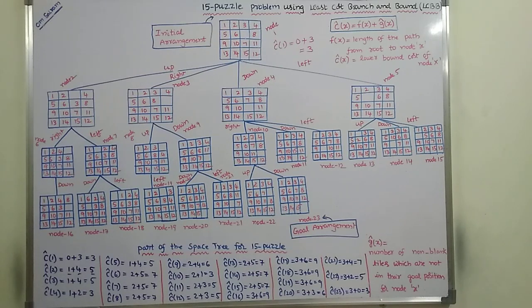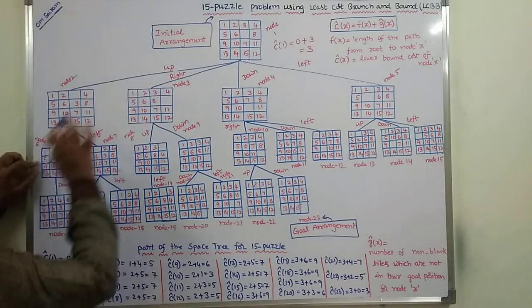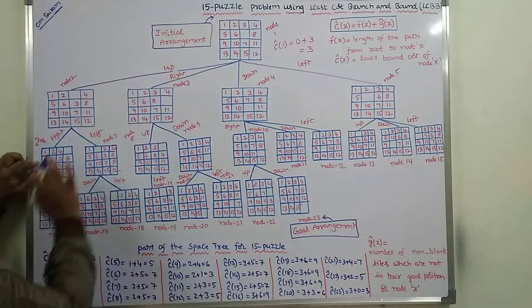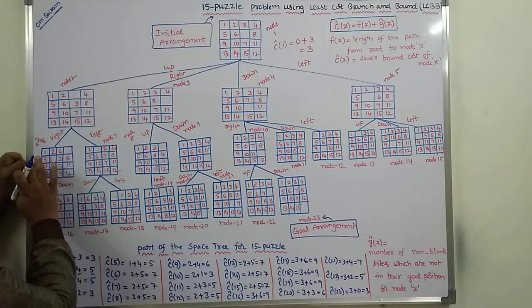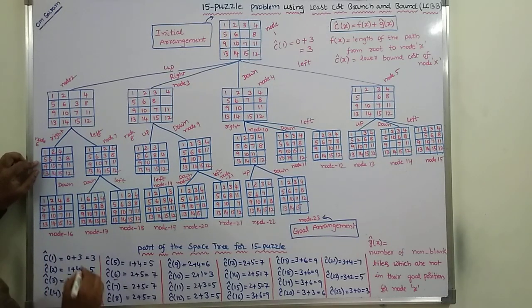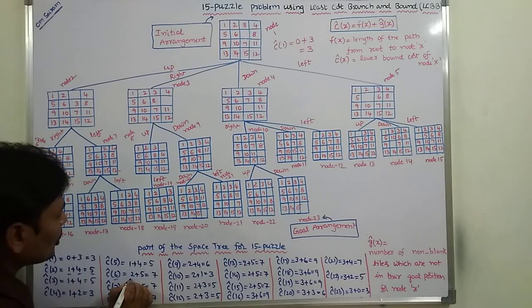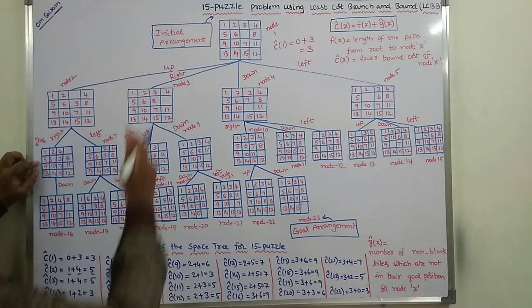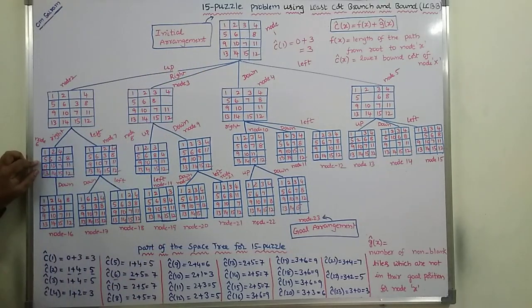lower bound values. Okay, now consider this node 6. Okay, how we are getting node 6? Okay, so this is node x, length of the root from this node to this node. Okay, so one edge and second edge. So that is f of x is equal to 2. How many number of edges from root node to this node? That is 2. Plus how many number of wrong tiles positions compared to the goal position?